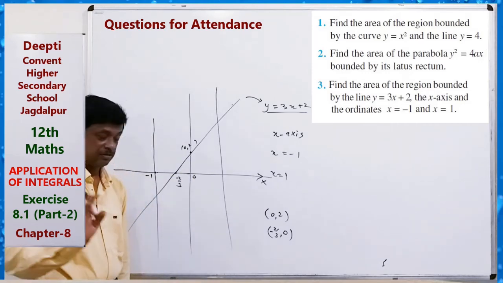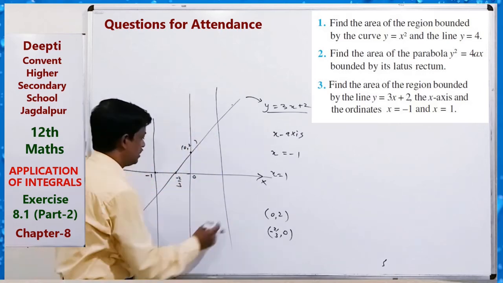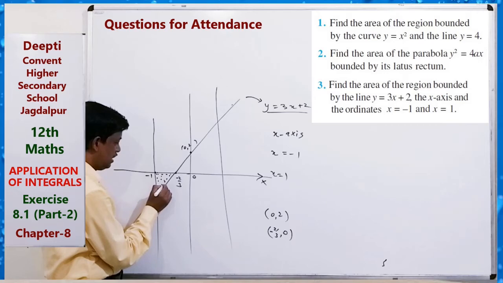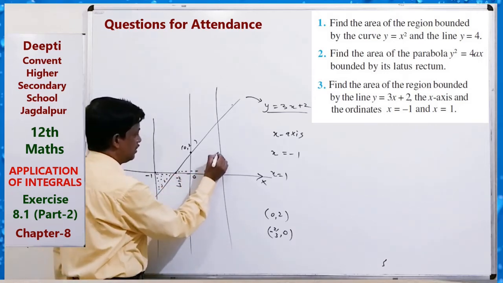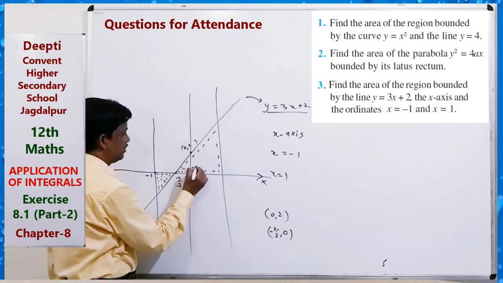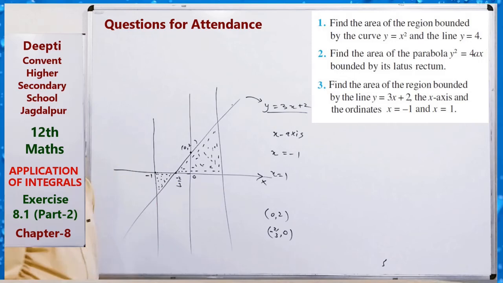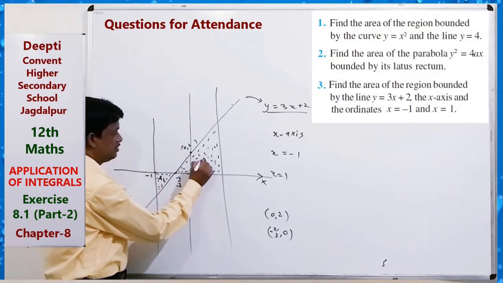So now, x-axis, this line, this line, this line. That means our region is this part, bounded by line, line, line, and x-axis. This is the required region. So find the area of this part. Suppose this is A1, this is A2.